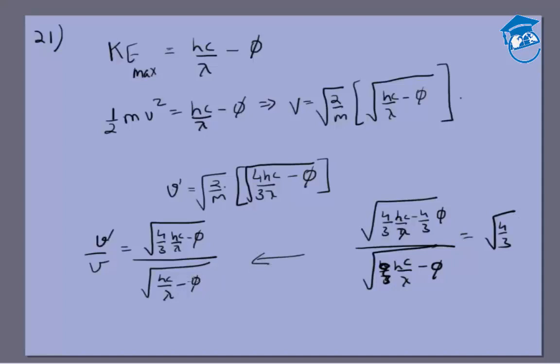This is the same thing in the denominator, but the numerator is actually bigger, right? Because this is root of 4 hc by 3 lambda minus 4 by 3 phi, but this is only minus phi. So it's greater than this numerator by 5 by 3. So this number has to be greater than root of 4 by 3, which gives me v dash is greater than v times root of 4 by 3, which means the answer is option 1.